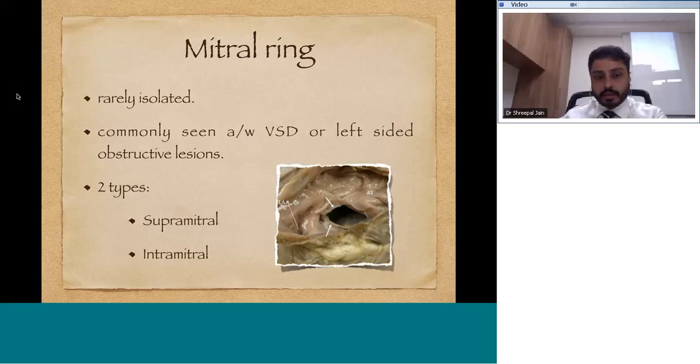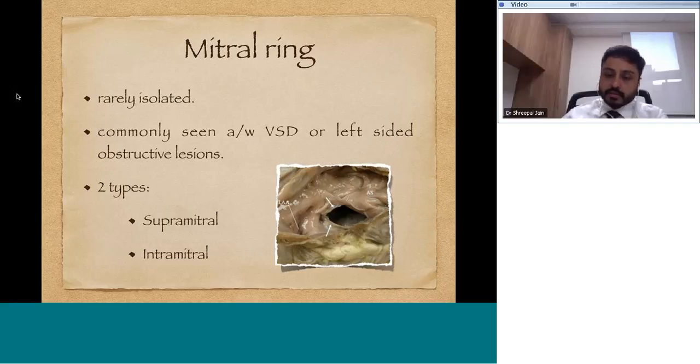Coming to mitral ring, which is another rarely isolated anomaly, commonly seen associated with ventricular septal defects or other left-sided obstructive lesions. Amongst the mitral ring, there are two types described. One is a supramitral ring and another is an intramitral ring. Supramitral ring is located just above the mitral annulus and below the orifice of the left atrial appendage, as can be seen in this picture on the right hand side.